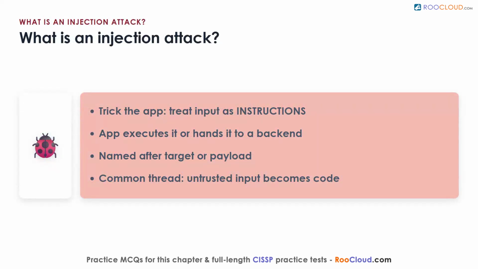What is an injection attack at its core? At heart, it is tricking an application into treating your input as instructions instead of data. The attacker supplies specially crafted input, and the application either executes it or passes it to a back-end system that does. We usually name the attack after whatever it targets or the payload it delivers. So you will hear of SQL injection, command injection, and many others. The common thread never changes: untrusted input crossing the line into code. Think of slipping a forged order into a stack of paperwork and watching the clerk carry it out without question.